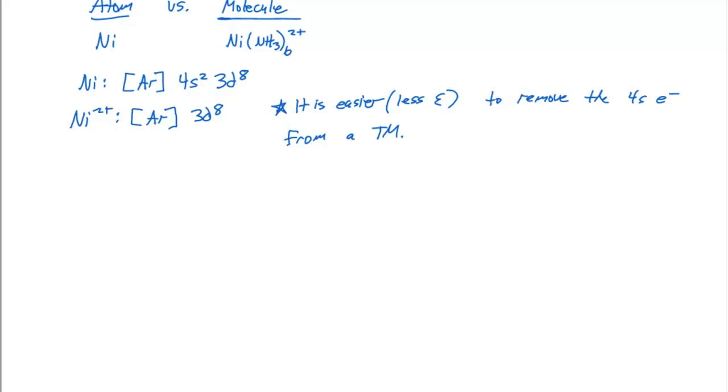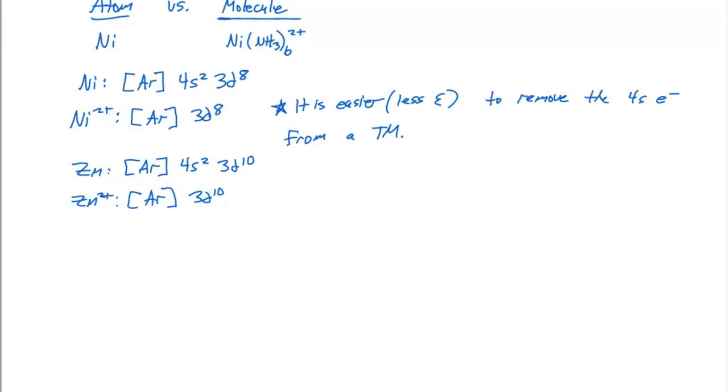So we can do the same thing then for the cobalt 2+ and the zinc 2+. I'm going to go through and do zinc. If we looked at zinc as an atom, it's going to be argon 4s2 3d10. When we have zinc 2+, we have argon 3d10.